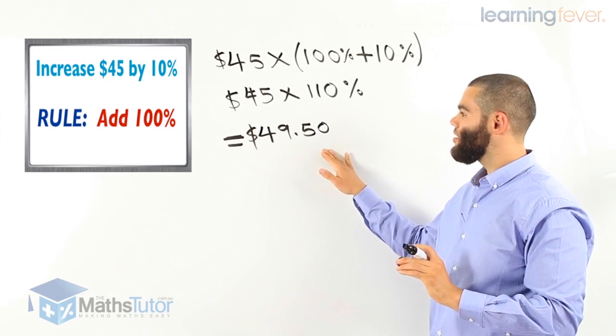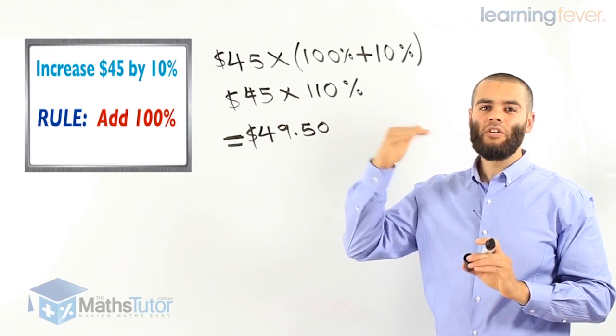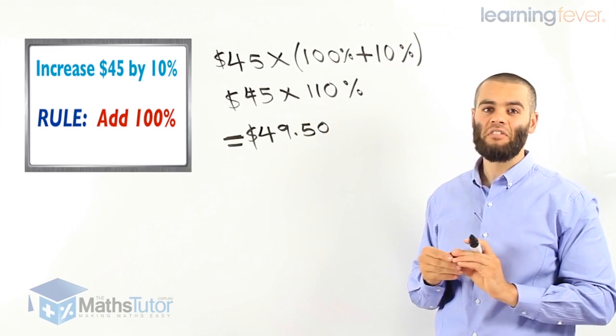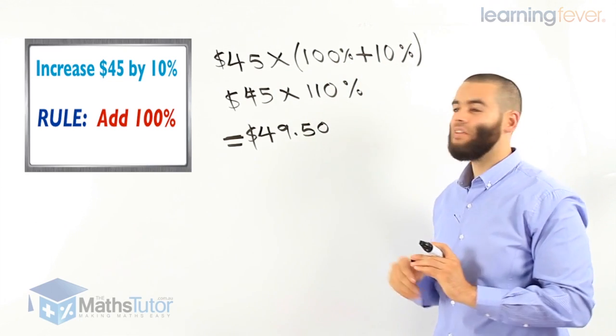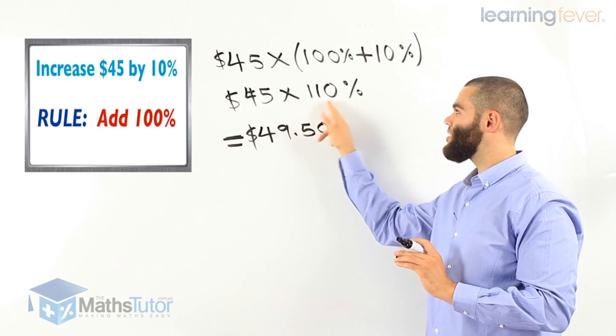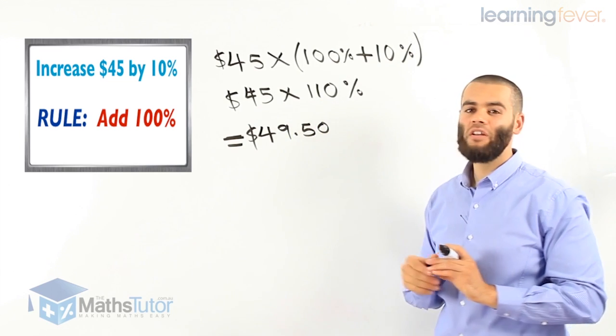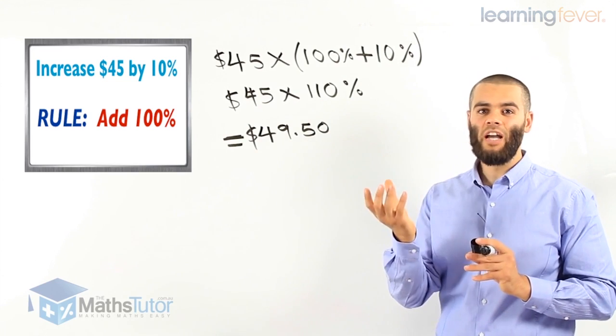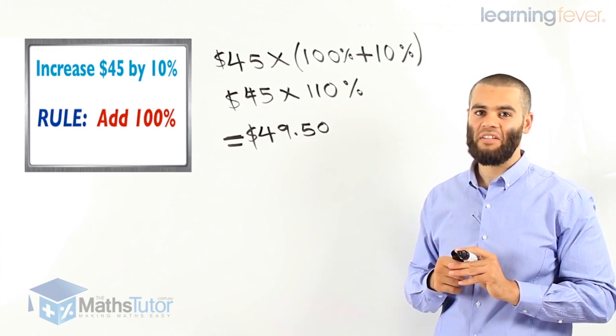Yes, it has. It was 45. We increased it by 10%. So the rule is we add 100% to the 10%, which becomes 110%. 45 times 110%, we get $49.50. So this way, we increased 45 by our 10%.